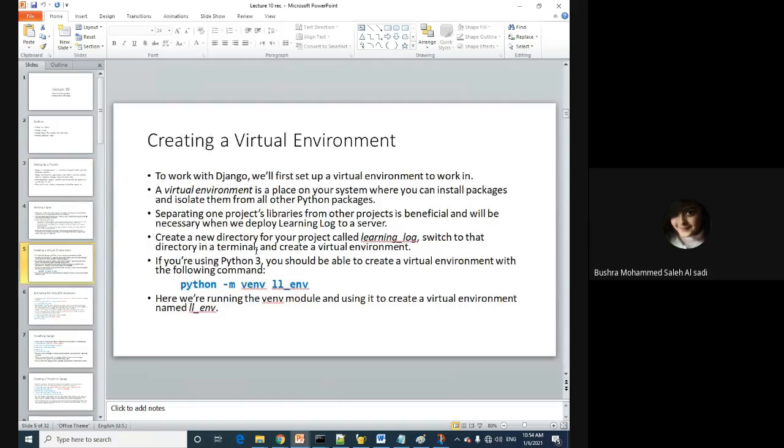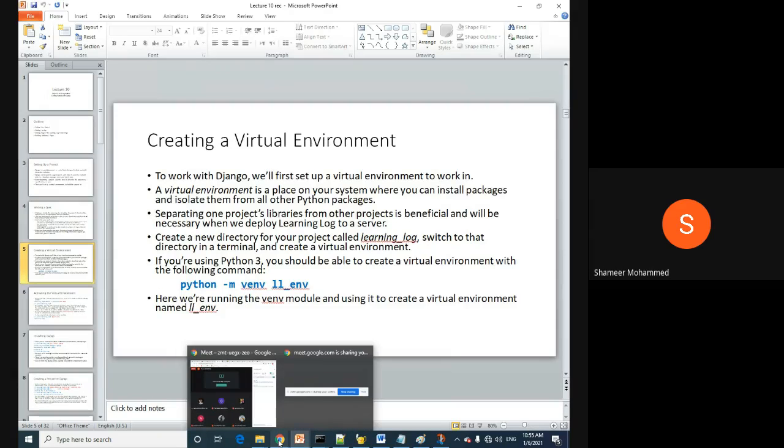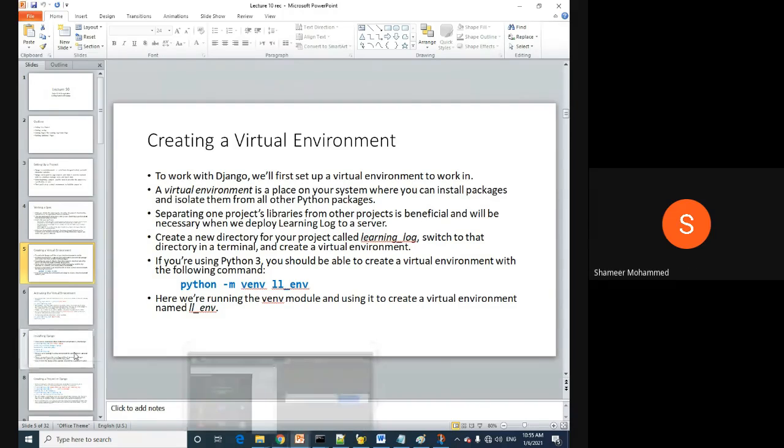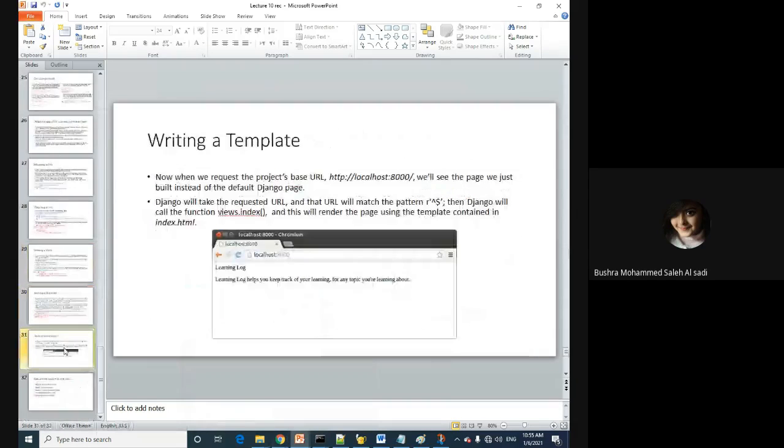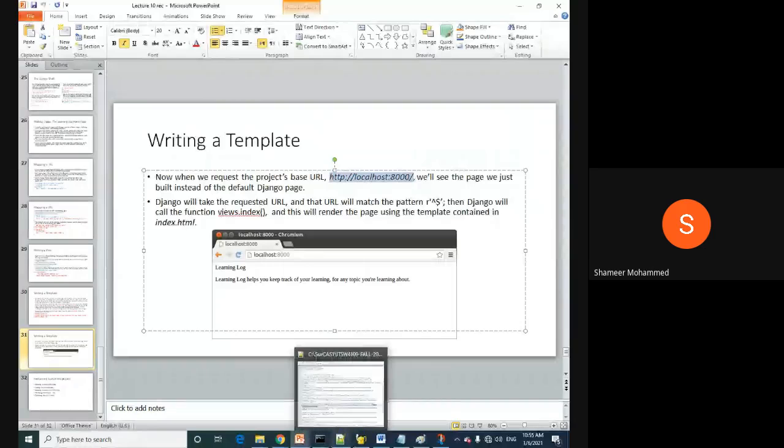Doctor, can the last slide show the output? Can you show the output? The last slide, this one, show the picture. Yes, this one. When the server is up, when the server is running, then you will get that output, this output.